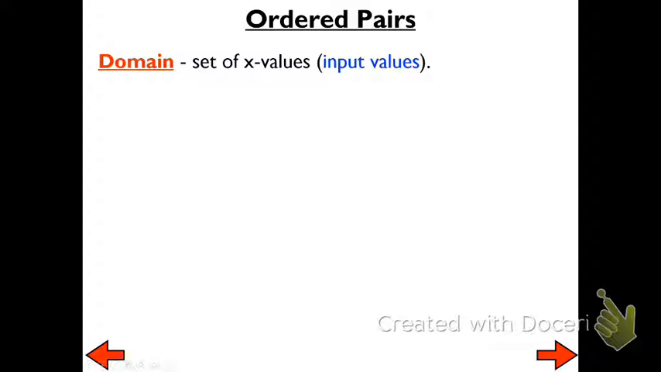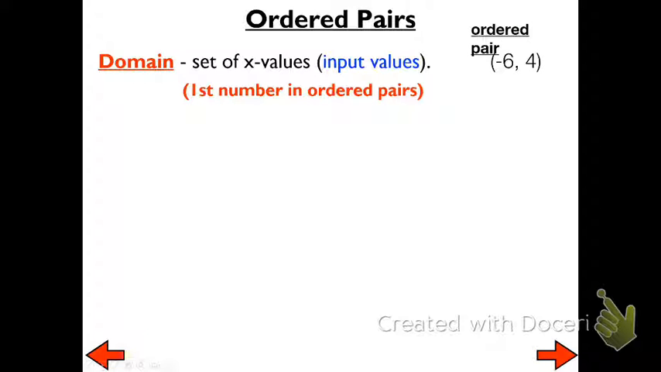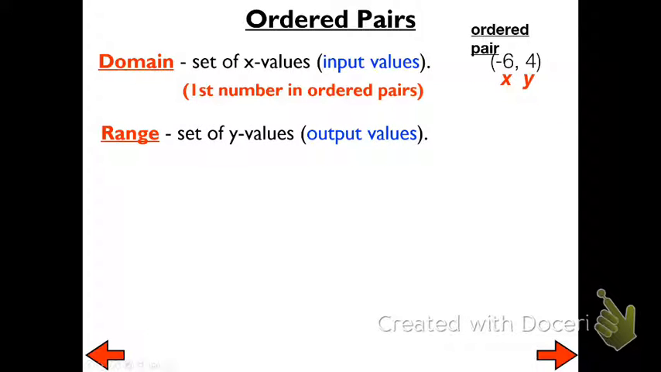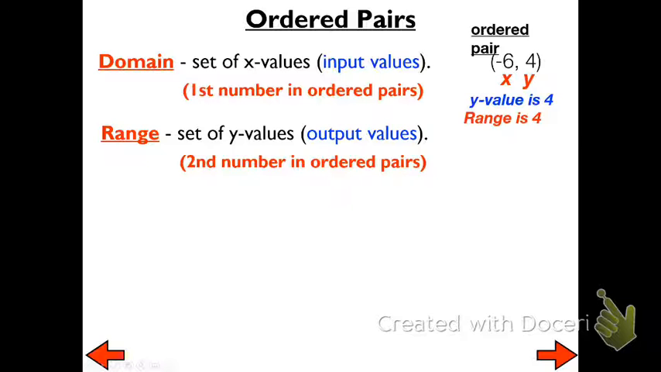The domain is the set of x values, which is your input. So your x's are your inputs. And the x is always the first number in an ordered pair, (x, y). So if your ordered pair is (-6, 4), your input, your x value, is -6. Your y value, your output, is 4. The range is your set of y values, which is your output values. And it's the second number in your ordered pair. The y value is 4, the range is 4, and the output value is 4.